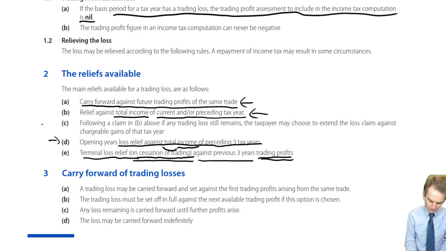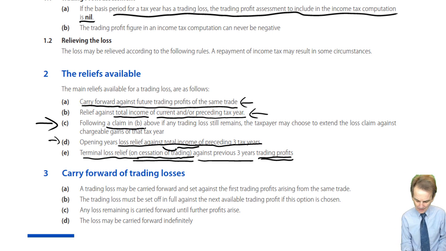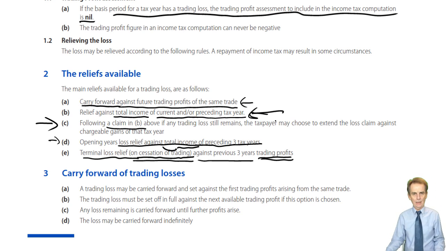We missed out one in the middle. That's a very specialist one. And it is one that is only available following a claim in B. This one here. If you have made a claim against total income, whether it be for the current tax year or for the preceding tax year, or both, if after such a claim against total income there is still loss remaining, so the loss is bigger than the total income against which you have offset that loss, you'll have reduced the total income to nil. There is still loss left over.